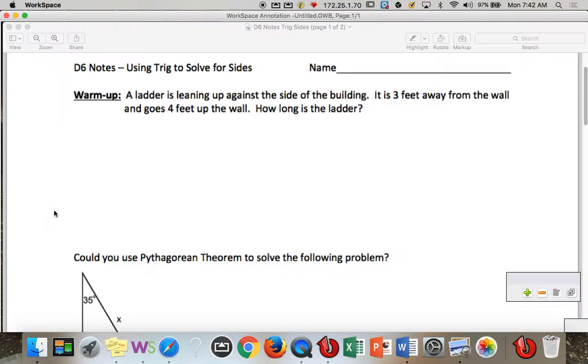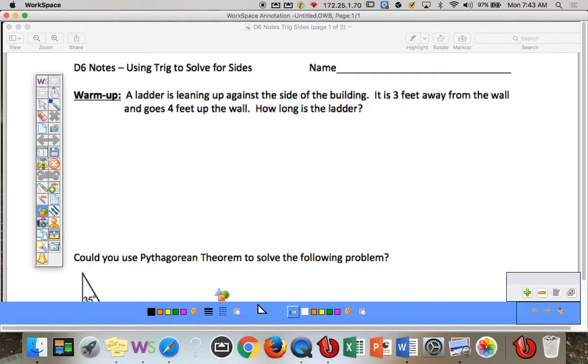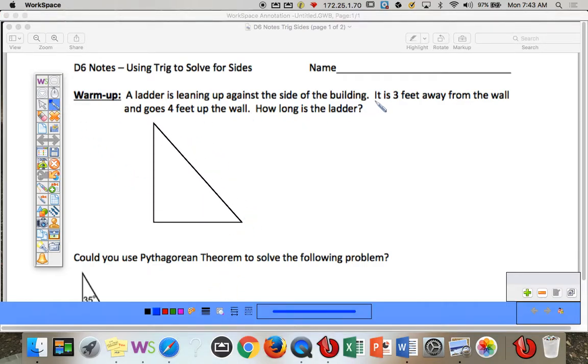Well, let's start by drawing a picture. I know this is a triangle. Alright, so we know that the ladder is 3 feet away from the wall. So if this is my wall, this is 3 feet. And the ladder goes 4 feet up the wall. And we're solving for the length of the ladder. I'll call that x. So if we have two sides of a right triangle, we can use Pythagorean theorem to solve for the missing side.